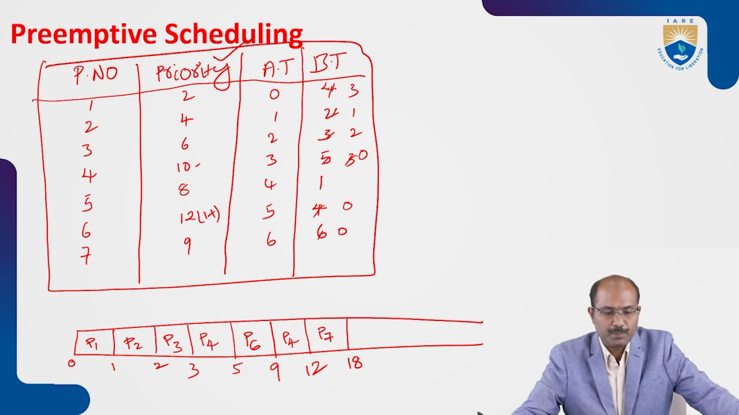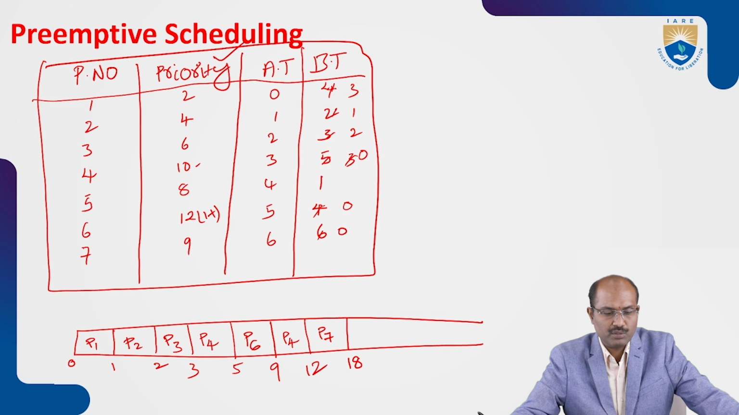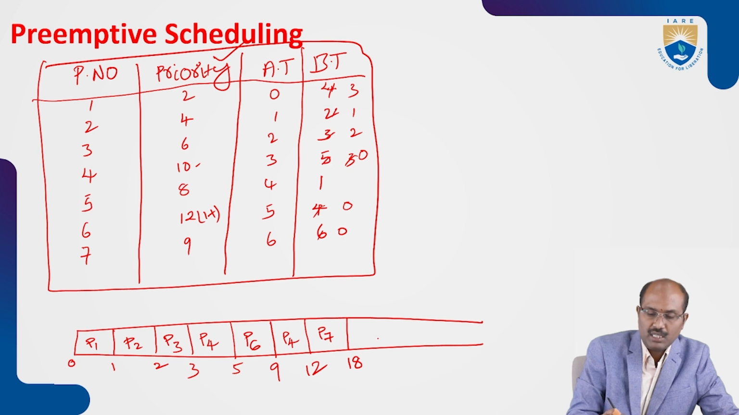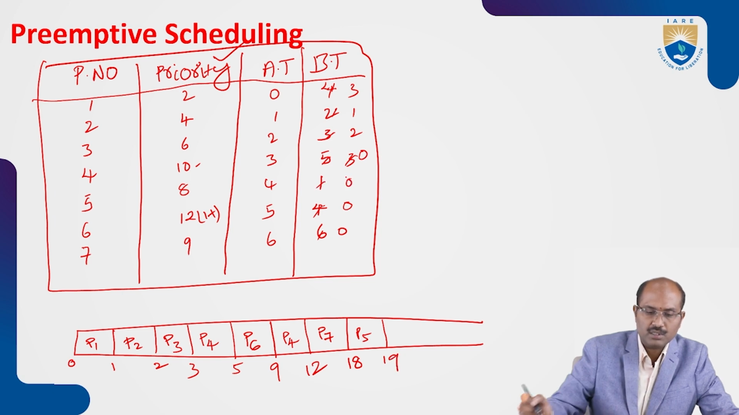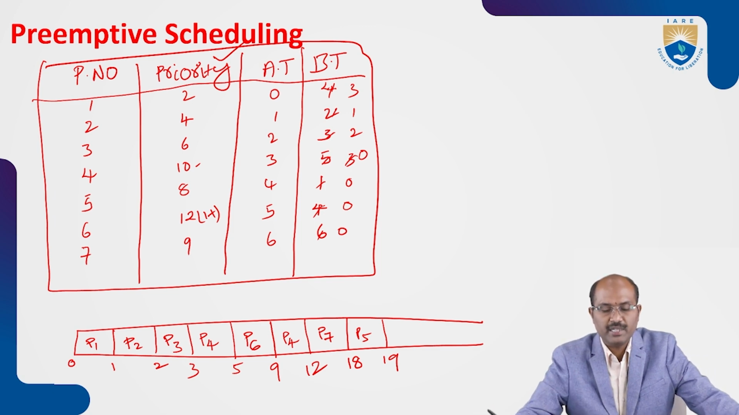Then which is the next process after P7? After P7, we observe that priority 9 is completed. Then we observe priority 5. So P5 comes and executes its burst time up to 1 unit of time. It will go to 19. So it is completed, it becomes 0. The priority 8 process is completed entirely, it becomes 19.